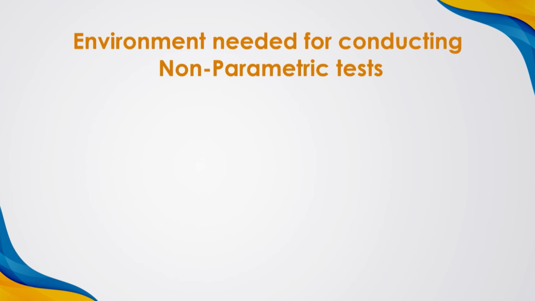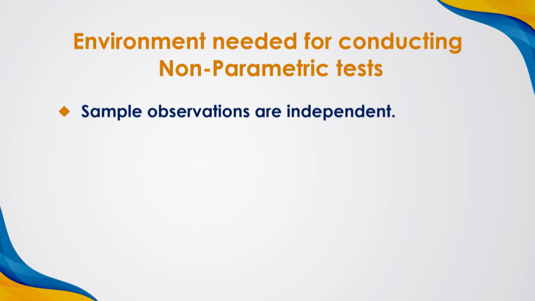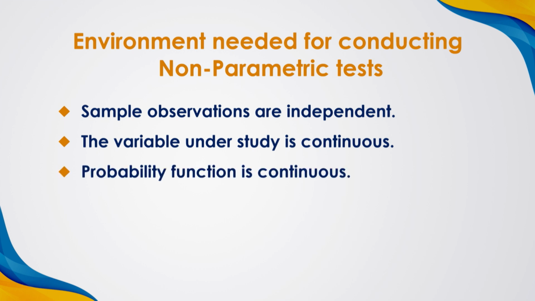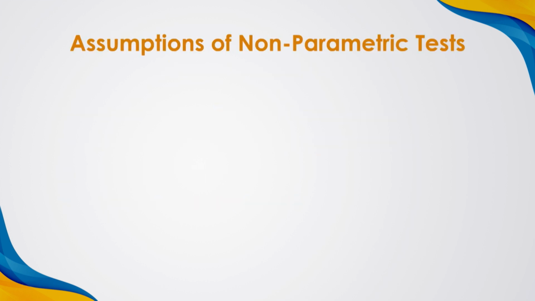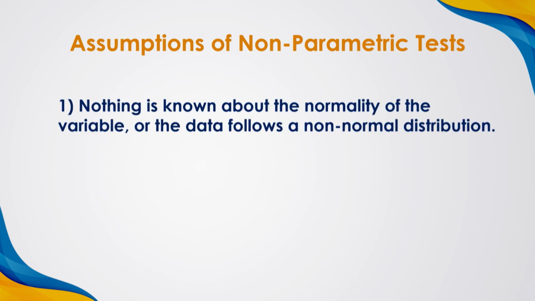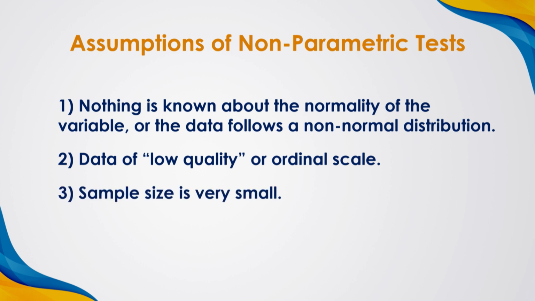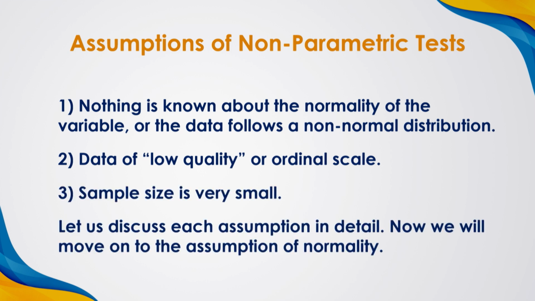Environmental need for conducting non-parametric tests. Sample observations are independent. The variable under study is continuous. Probability function is continuous. Lower order moments exist. Assumptions of non-parametric tests. Nothing is known about the normality of the variable, or the data follows a non-normal distribution. Data of low quality or ordinal scale. Sample size is very small. Let us discuss each assumption in detail.